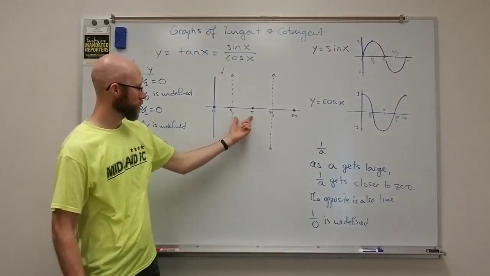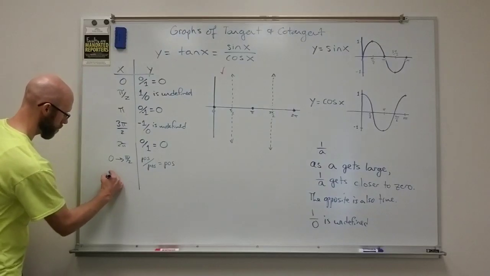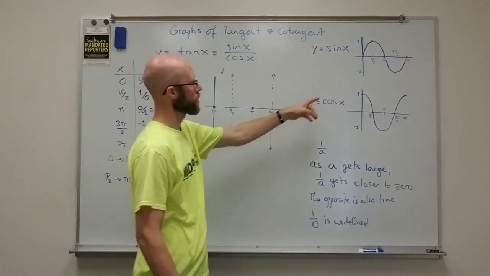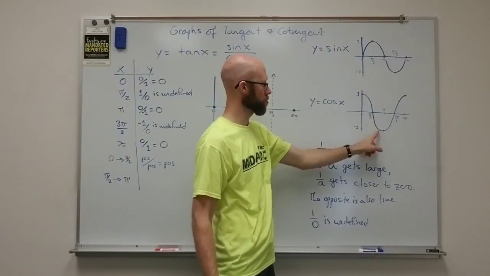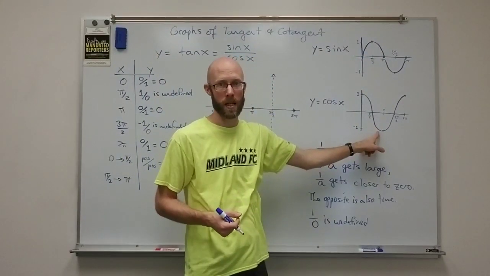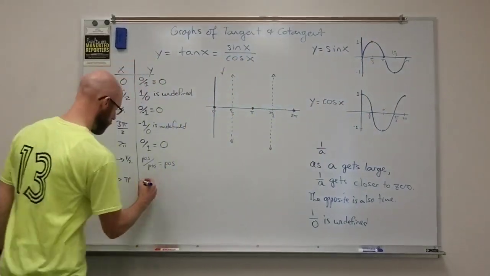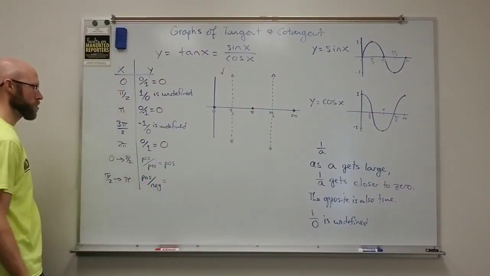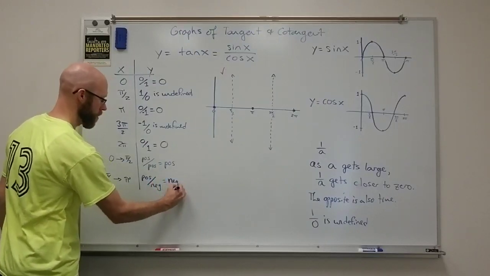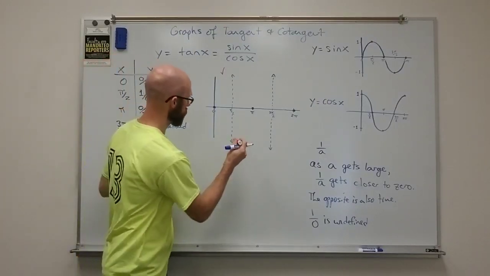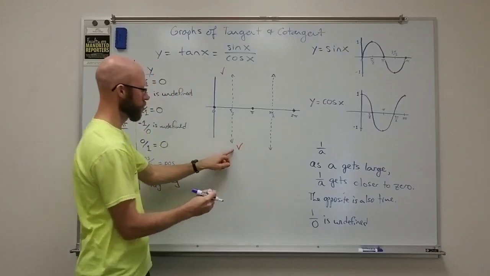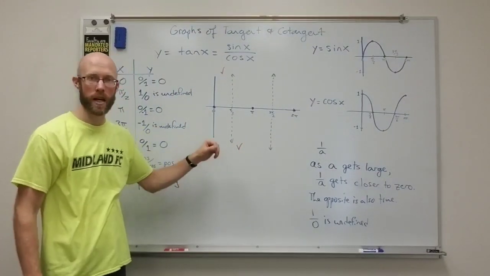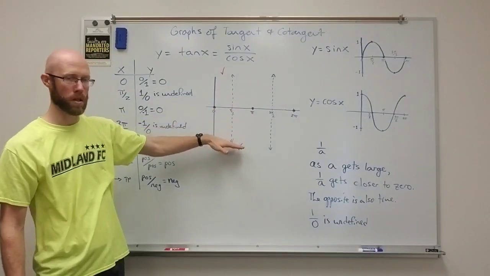Okay, now in the second quadrant, from pi over 2 to pi, we know that the sine is positive, but the cosine is below the x-axis, making it negative. So we get positive over a negative, which is going to be negative. And that means the graph is going to be down in this lower region below the x-axis. Okay, so negative outputs for the tangent would be down below the x-axis.